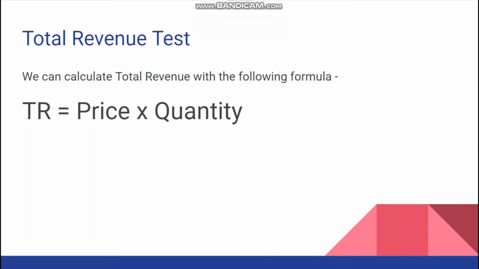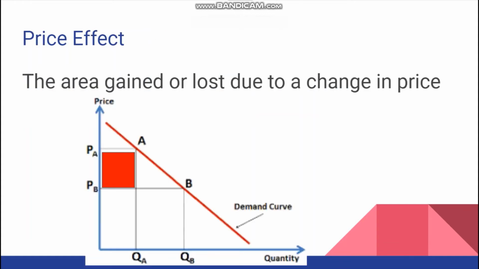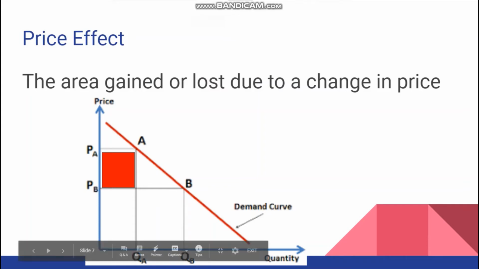Okay, so another way that we can determine elasticity is with the total revenue test. Basically, what that means is we calculate the total revenue at each of the points in question. And total revenue is simply price times quantity. That's all you need to do, is multiply price times quantity. And so here's what it might look like. We need to first calculate the price effect. In other words, how much money did we gain or lose due to a change in price?